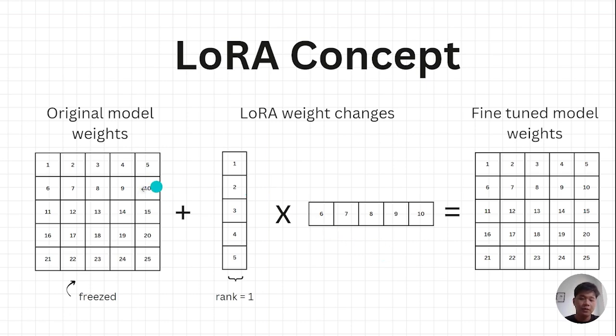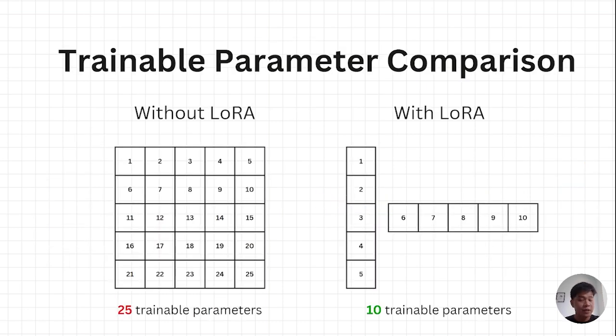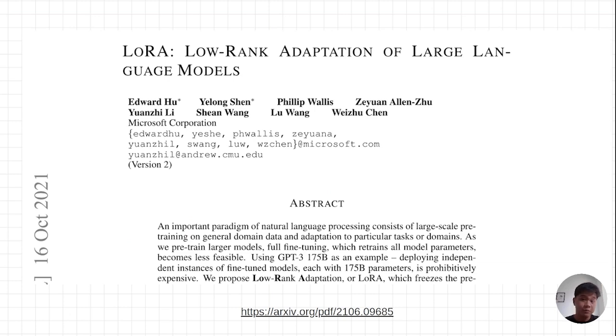So the first matrix is frozen, then we just need to process 10 parameters instead of 25 parameters. That's how LoRA makes the fine-tuning process much more efficient and faster. If you want to learn deeper about LoRA, I have attached the paper link in the description below.